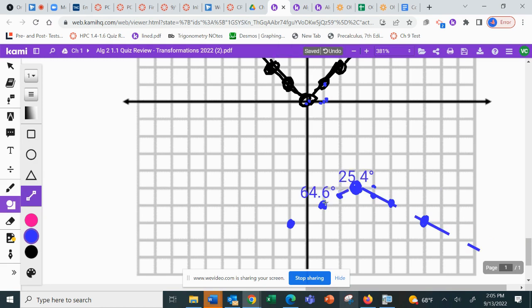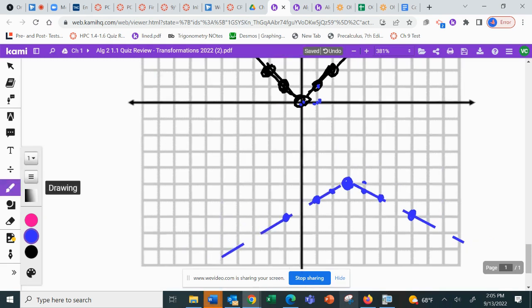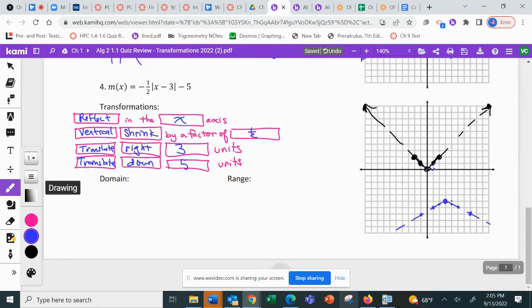Oops, it's undashed. I'm not going to take time to change it, but it should be a solid line. Then domain and range. Excuse me. Domain is all real. Then our range, it's going down. So we're going to have y is less than or equal to. And then we just have to figure out what the top y value is. And that's -5. So we were going below -5.